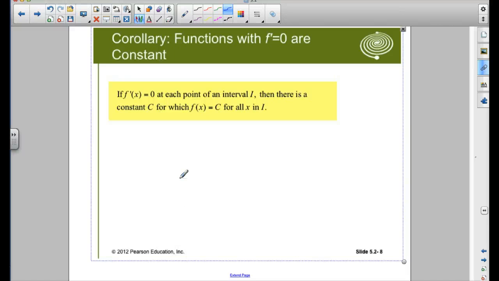Now, a corollary. If f prime of x is equal to 0, in other words, if my derivative equals 0 at each point on an interval, then there's a constant c for which that function is equal to c for all x in the interval. In other words, if the derivative equals 0, it's a constant function.